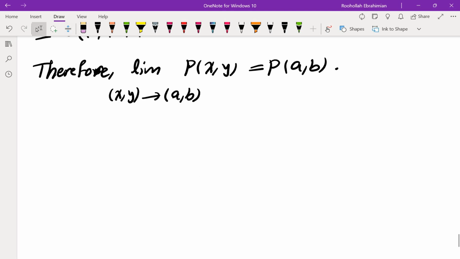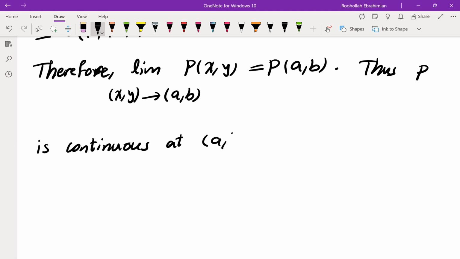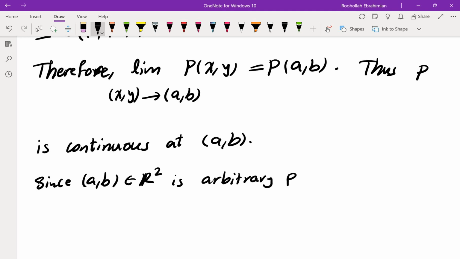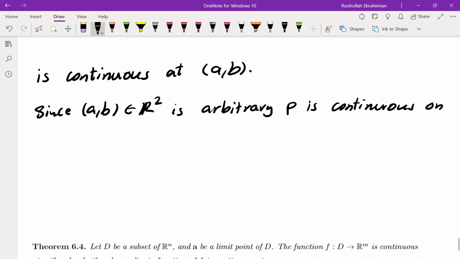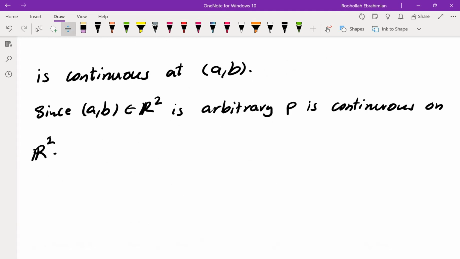So what does that mean? It means p is in fact continuous at (a, b). Now since (a, b) is arbitrary, p is continuous on the entire domain R2. And that completes the proof of part B.